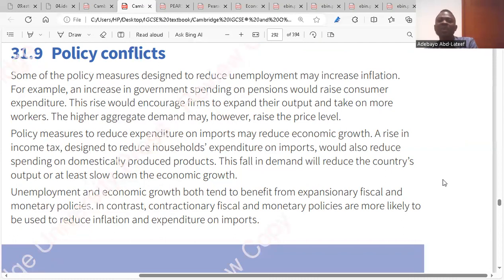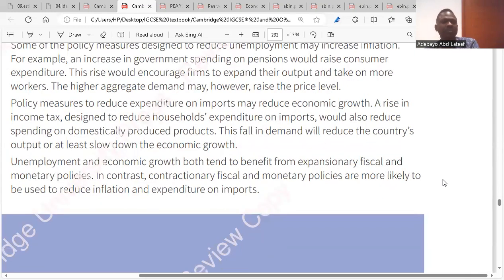Some of the policy measures designed to reduce unemployment may increase inflation. For example, an increase in government spending or pensions would raise consumer expenditure. This rise would encourage firms to expand their output and take on more workers. The higher aggregate demand may, however, raise the price level. So if government is increasing pensions, disposable income would rise, aggregate demand will increase, and it will bring about higher prices, demand-pull inflation again. So one policy might cause another situation within the economy. Do you understand?